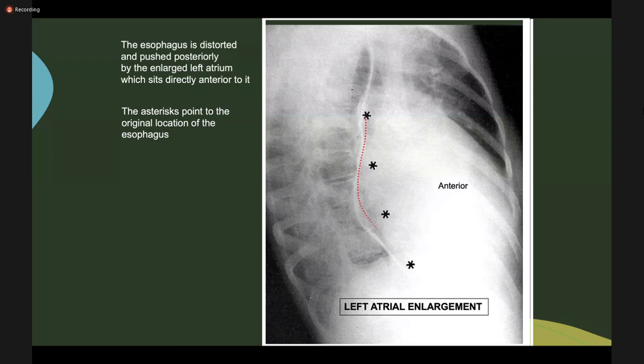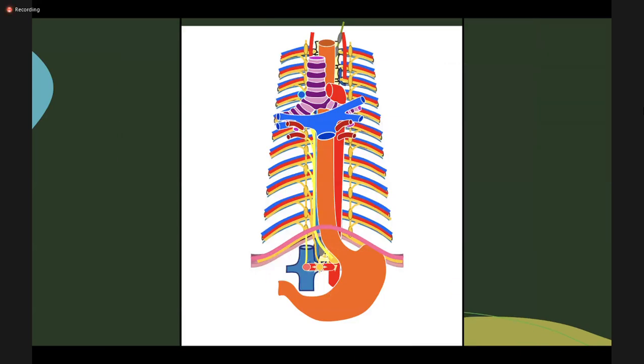So this patient will present to you, and this red dotted line is showing the new position of the esophagus. And now this person will present to you with dysphagia. Are we good? Now, we were here.